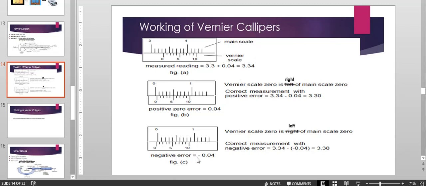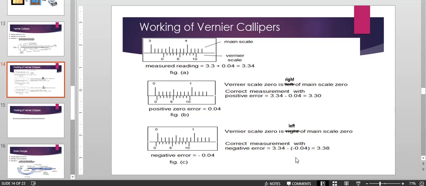Suppose the reading is again 0.04, as the fourth line of the vernier caliper is coinciding with a line on the main scale. The sign with this number will be negative, but we'll add this number to the main reading in order to get the accurate diameter of the object.